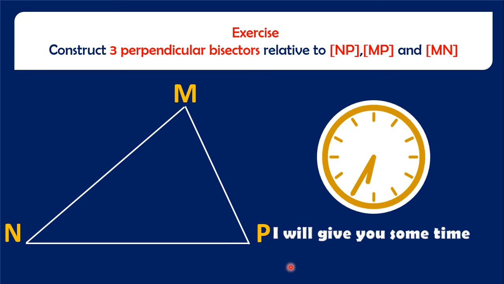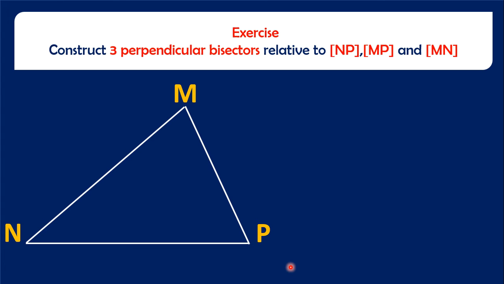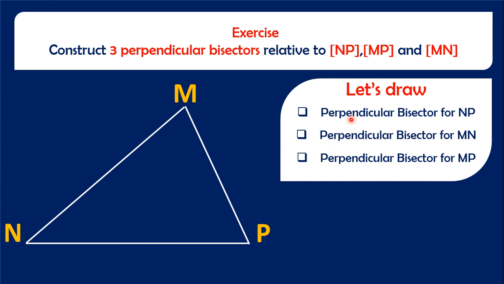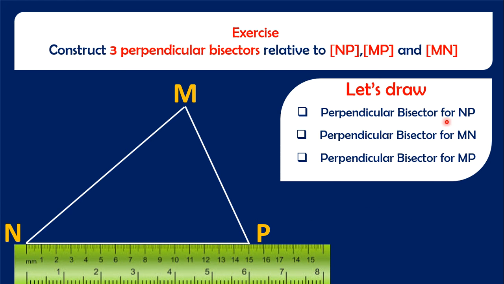I'll give you some time so that you can solve that exercise alone. You can pause the video and then play it again. Now let's do it together. We have to draw three perpendicular bisectors: a perpendicular bisector for NP, a perpendicular bisector for MN, and the third perpendicular bisector for MP. Let's start with NP. We bring the ruler. We have to locate the midpoint first.